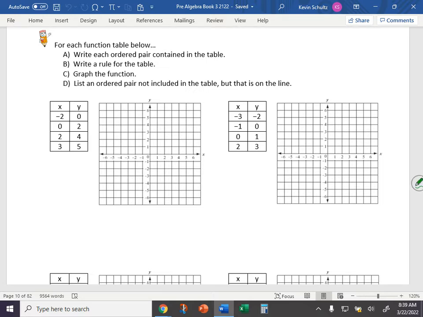X of -2, y of 0. What ordered pair does that represent? X of -2, y of 0. How do we write that as an ordered pair? Tony? -2, 0. Yeah, exactly that.